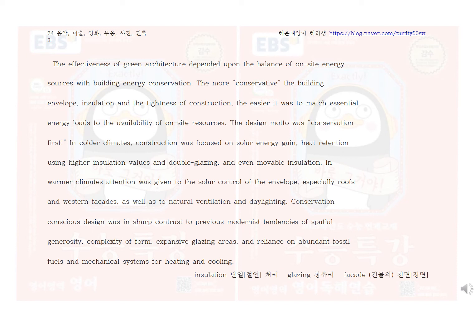Conservation-conscious design was in sharp contrast to previous modernist tendencies of spatial generosity, complexity of form, expansive glazing areas, and reliance on abundant fossil fuels and mechanical systems for heating and cooling.